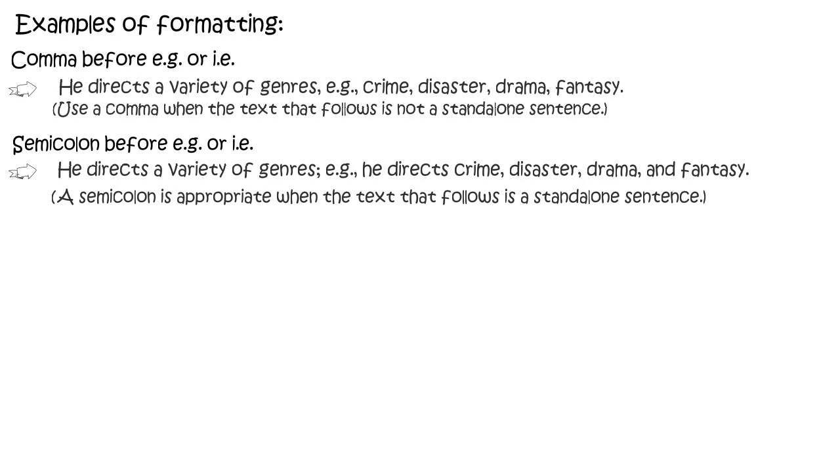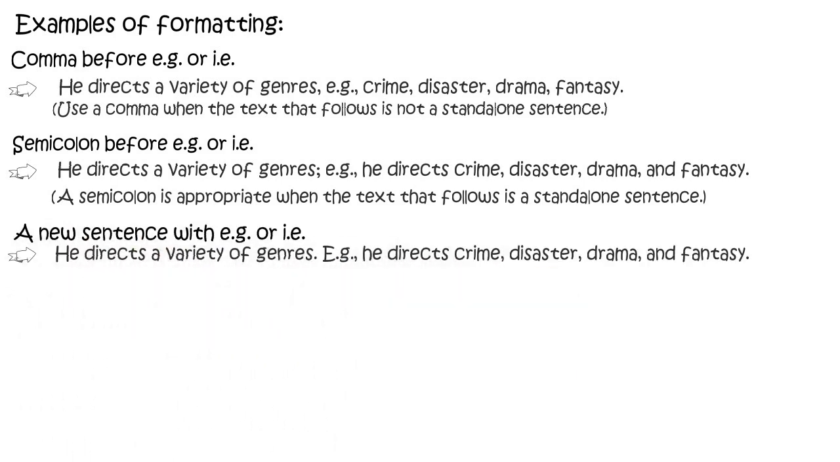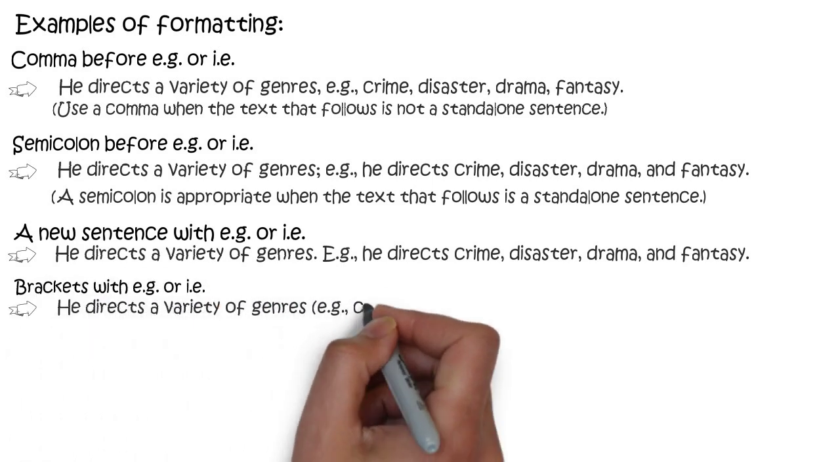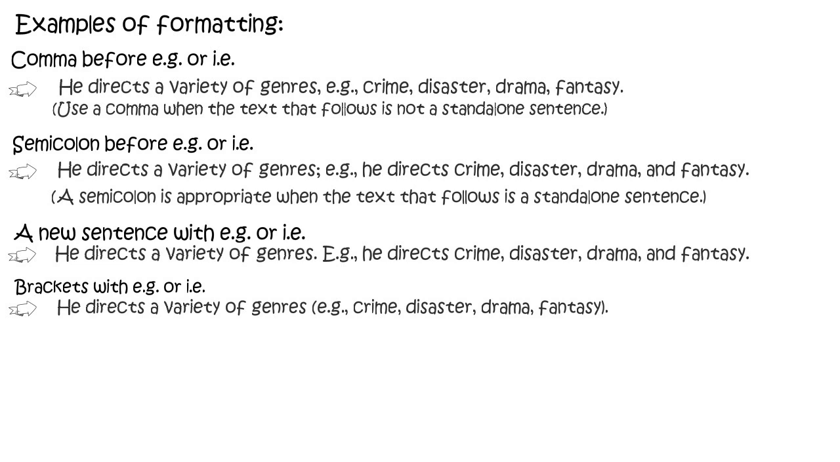You can even start a new sentence. He directs a variety of genres. Capital E, e.g. he directs crime, disaster, drama and fantasy. This is also acceptable. You can use brackets. He directs a variety of genres (for example). You can do that with e.g. or i.e.